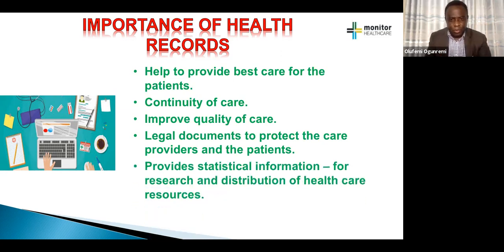Okay, so it provides statistical information. Based on the records that we have, we're able to know, in terms of numbers, what the situation is around a particular health condition, even around a particular region.